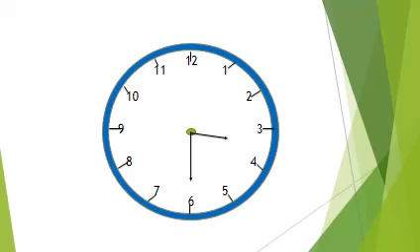One more example for half an hour. In this clock, we have 3:30. The hour hand is between 3 and 4. And the hour hand is just past 3. So the hour is 3. While the minute hand points to the number 6. It means the minutes are 30. So we can say the time is 3:30.